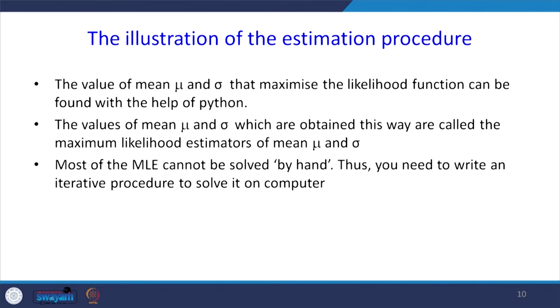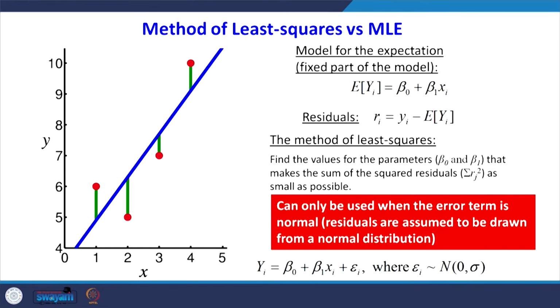Thus, you need to write an iterative procedure to solve this with a computer, which I will demonstrate at the end of the class. Now, we will predict the parameters of a simple regression equation. When I started regression, I explained that the parameters of the regression equation were obtained using an assumption called the least square method, where the sum of the squares of the error is minimized.